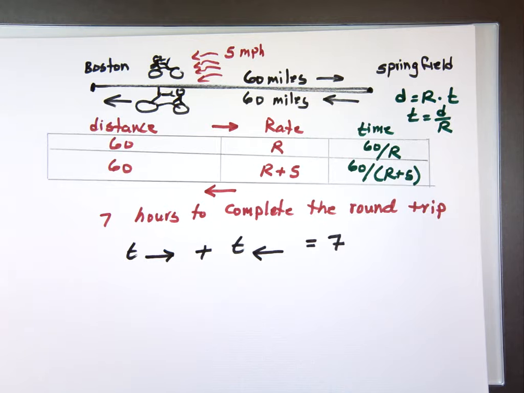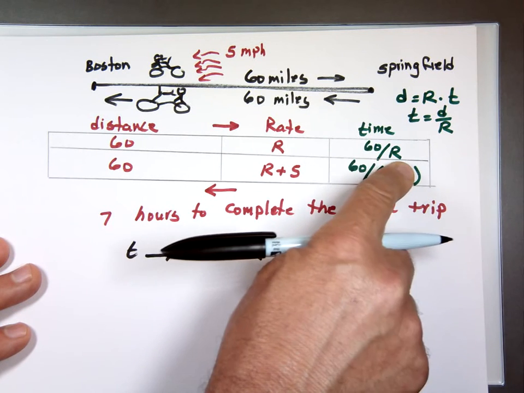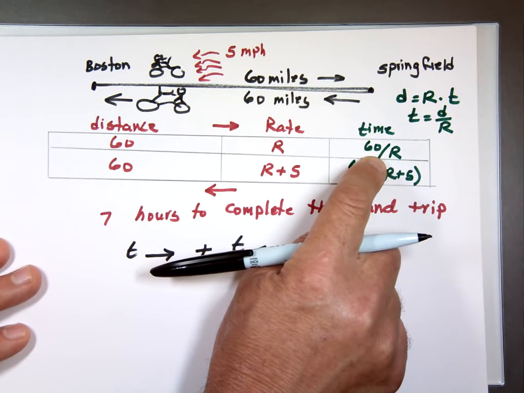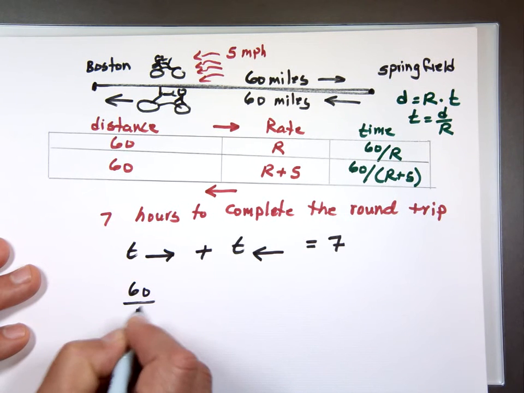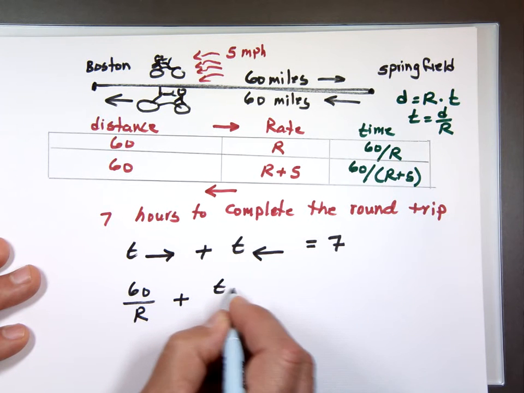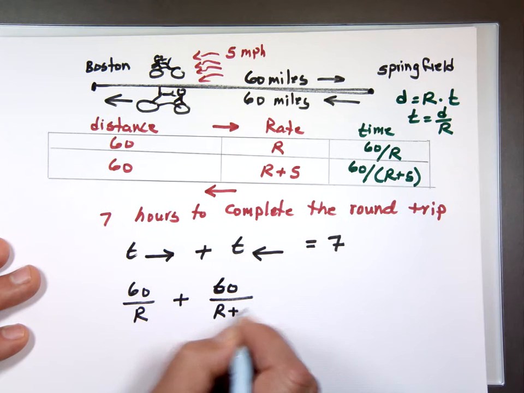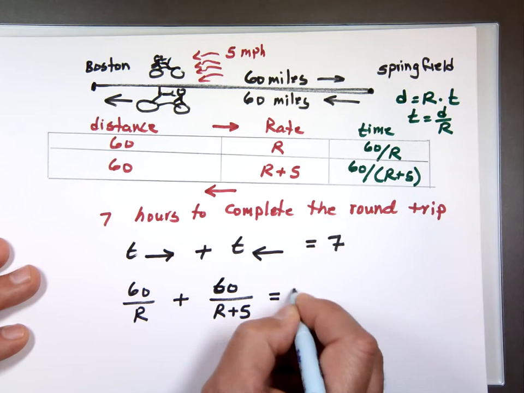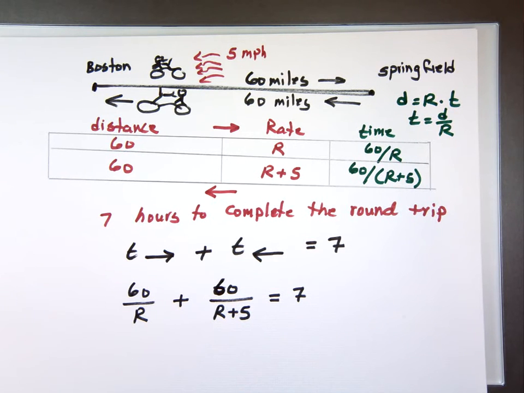Now let's see, the time it took me to go from Boston to Springfield is 60 over R. It's right here. 60 divided by R, plus the time it took me to come back, 60 over what? R plus 5. If you add them, that should equal 7. And there's my equation, and I want to solve it.